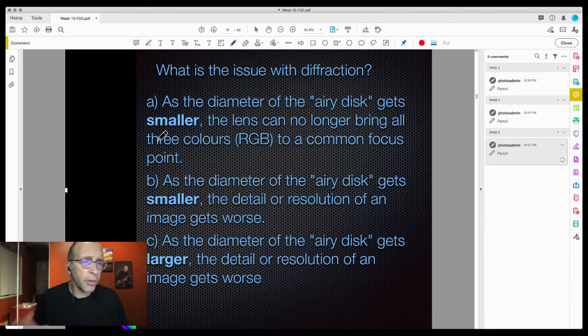So the smaller the iridescence, the better. If as the diameter of the iridescence gets smaller, the detail or resolution gets worse? No, that's not correct, because we're saying it's smaller, so it should be the other way around. So letter C: as the diameter of the iridescence gets larger, as the disc gets bigger, the detail or resolution of an image gets worse, and that's true. So this is the right answer right there.